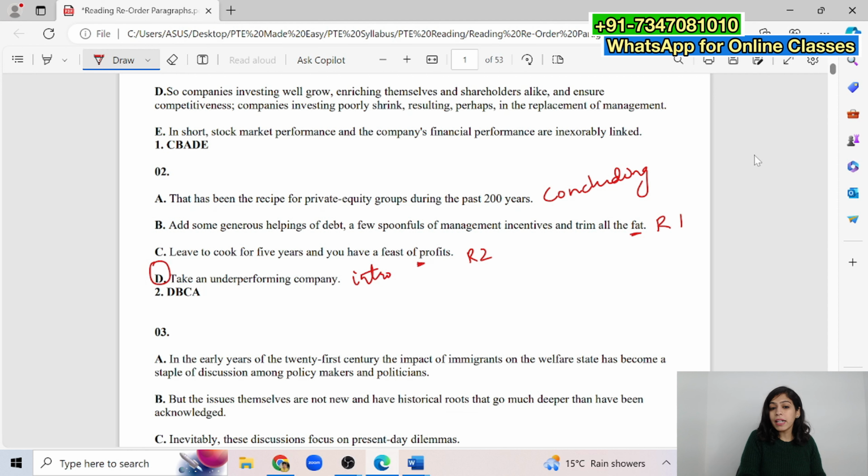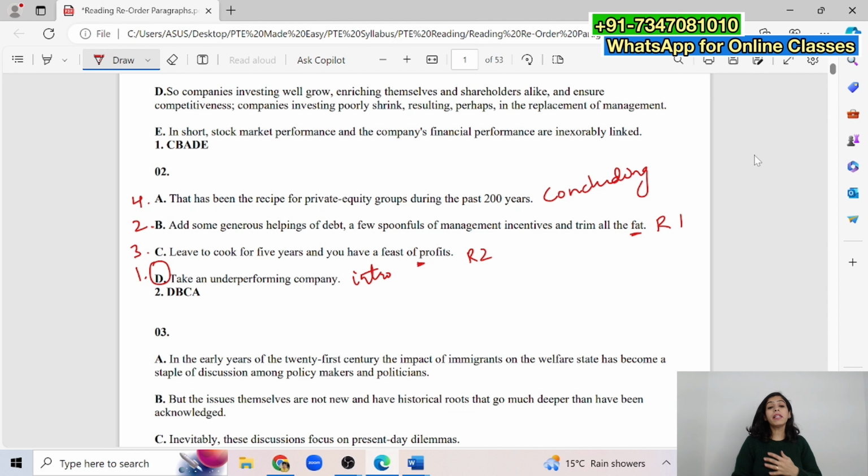Okay. Now add some generous helpings of debt, a few spoonfuls of management incentives, and trim all the fat. Leave to cook for. Now, when they have told you something related to the same underperforming company you have taken, now do all these steps. B, that is the second one. So, first, second, okay. Then C, leave to cook for 5 years and you have a feast of profits. Okay. Now, and the fourth one, that has been the recipe of private equity groups during the past 200 years.